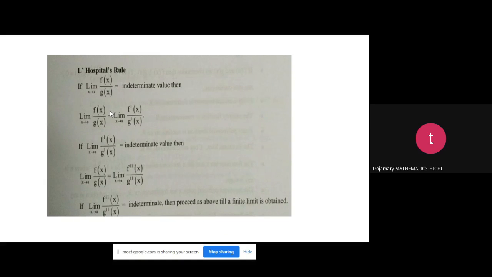Then we apply the L'Hospital rule. If we apply the limit for the given function directly and the value returned is an indeterminate form, it means you have to find the limit using L'Hospital rule. L'Hospital rule is just differentiating the numerator and the denominator. So limit x tends to a f of x by g of x equals limit x tends to a f dash of x by g dash of x. Similarly, if f dash of x by g dash of x is also an indeterminate form, then once again you differentiate to get f double dash of x and g double dash of x. If that value is also indeterminate, we proceed until a finite limit is obtained. So this rule is called L'Hospital rule.